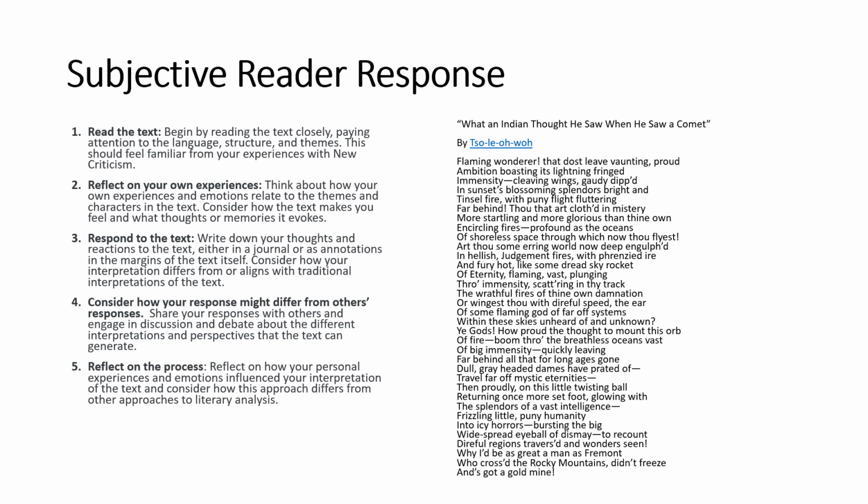Let's take a look at the poem "What an Indian Thought He Saw When He Saw a Comet" by Tsolewohu, a Cherokee author whose poem was published in the Cherokee Advocate in 1853. We don't know much else about the poem's author, but we can conclude that he had literary talent if we look at the complexities throughout the poem.